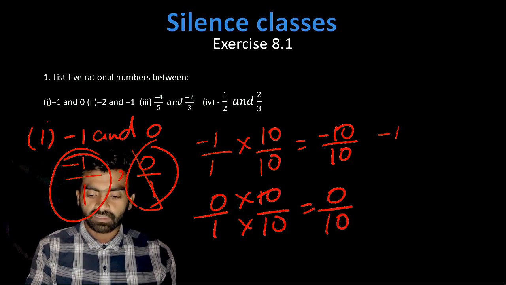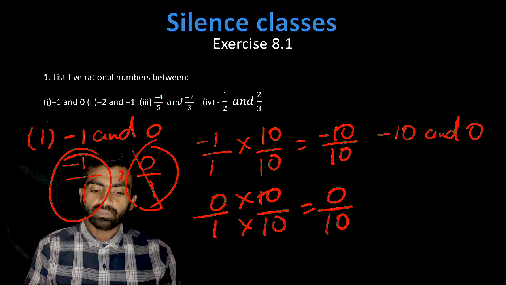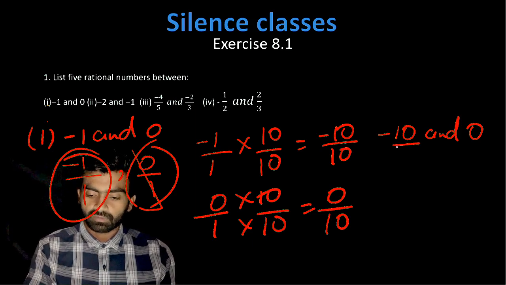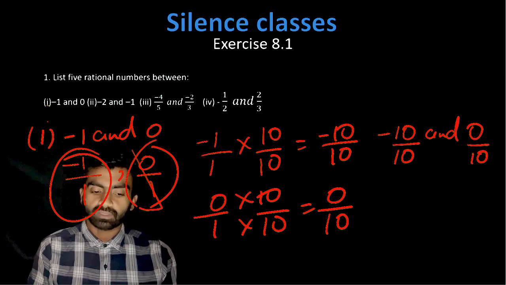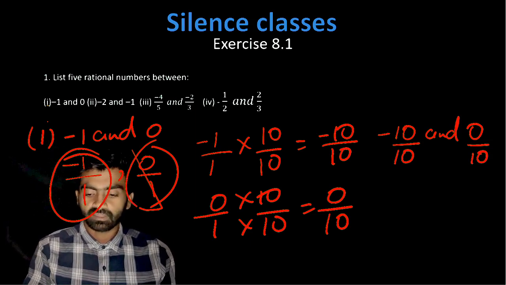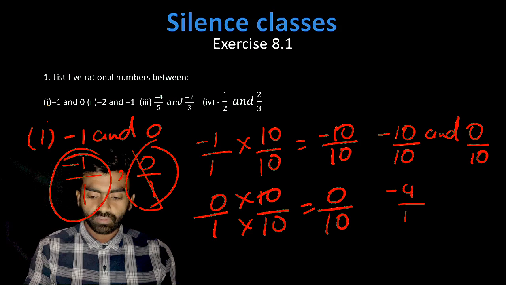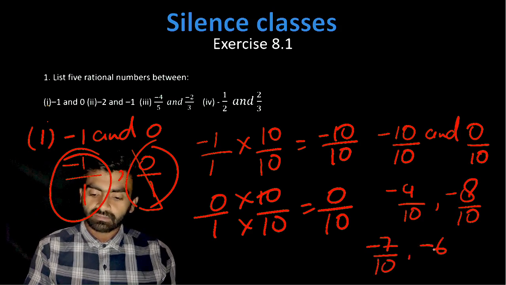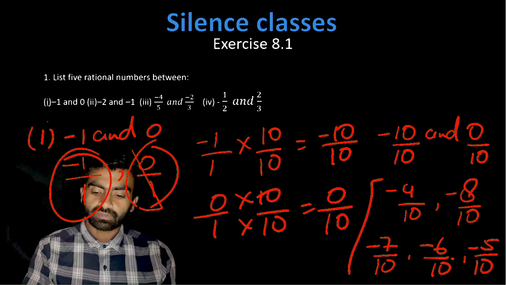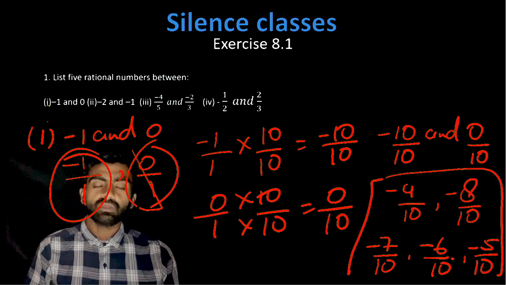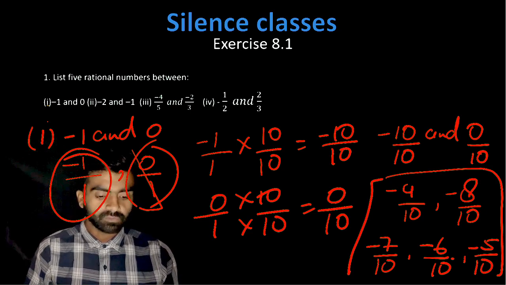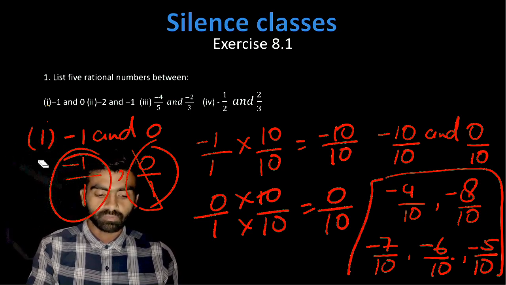Between minus 10 upon 10 and 0 upon 10, we can find the 5 rational numbers. So we can say minus 9 upon 10, minus 8 upon 10, minus 7 upon 10, minus 6 upon 10, and minus 5 upon 10 are the 5 rational numbers between minus 1 and 0. I hope you guys understood. Now let's move to the next question.